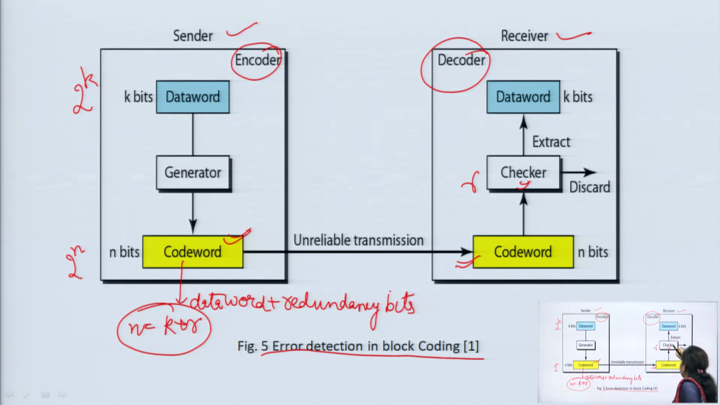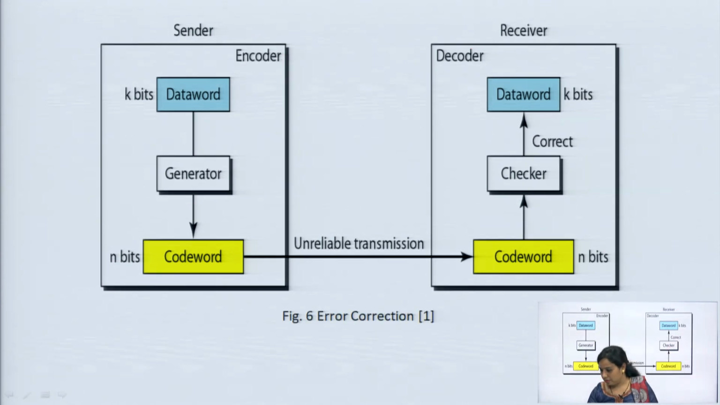If the error is there, then the original message data bits will be discarded, and if it does not have any error, then the original data word will be extracted and delivered as the data word, that is k bits. So, this is being received at the receiver side. So, this is error detection in block coding which is used over here.